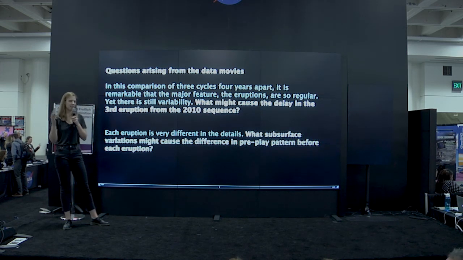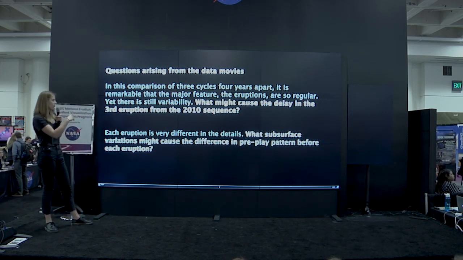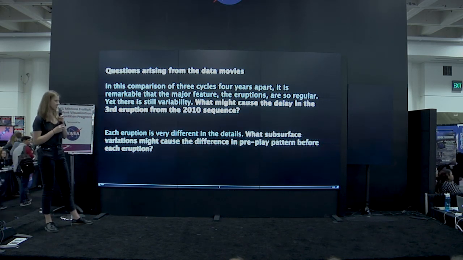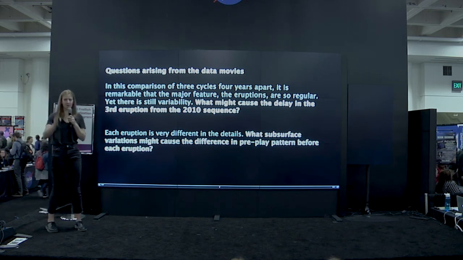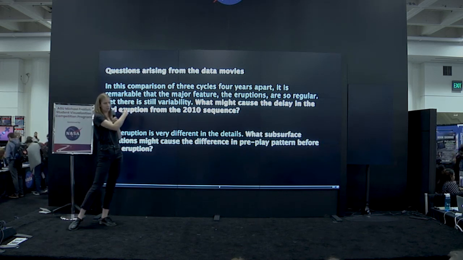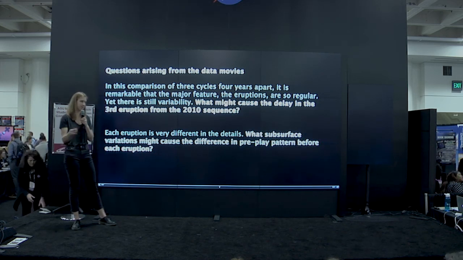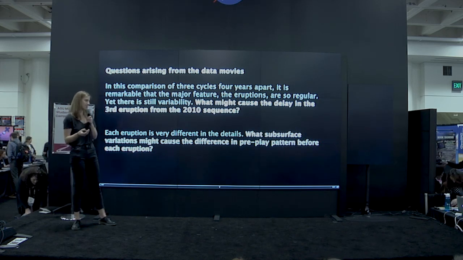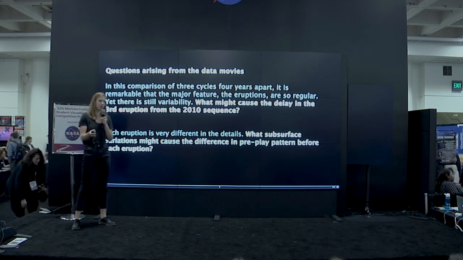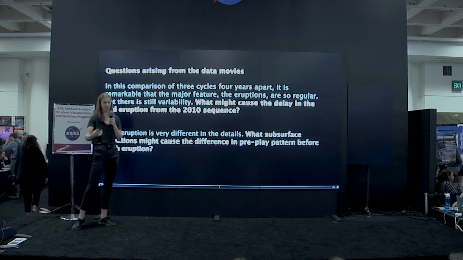So there's something that's making these eruptions extremely regular, but then there is also the ability to modulate that regularity and delay some eruptions. So now, one other question that comes out of these movies is that even though the eruptions happen very regularly, the pre-play, so those sort of surges in activity just before the eruptions, those were really irregular, and those seem to happen at completely random times in the different years and the different eruption cycles. So that's another question, is what's causing the eruptions to be so regular, even though the sort of lead-up activity seems to be very irregular.